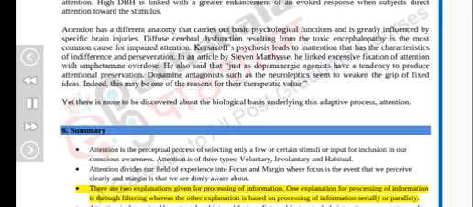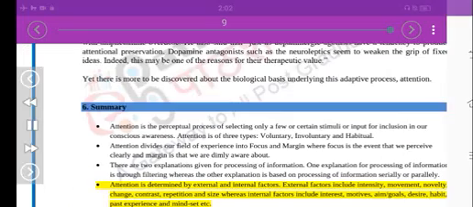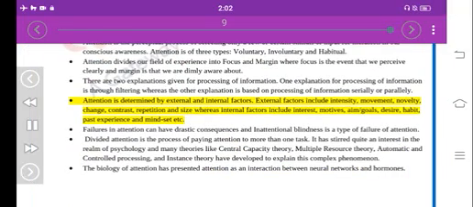Attention is determined by external and internal factors. External factors include intensity, movement, novelty, change, contrast, repetition, and size, whereas internal factors include interest, motives, aim, goals, desire, habit, past experience, and mindset, etc. Failures in attention can have drastic consequences, and inattentional blindness is a type of failure of attention. Divided attention is the process of paying attention to more than one task. It has stirred quite an interest in the realm of psychology, and many theories like central capacity theory, multiple resource theory, automatic and controlled processing, and instance theory have developed to explain this complex phenomenon.